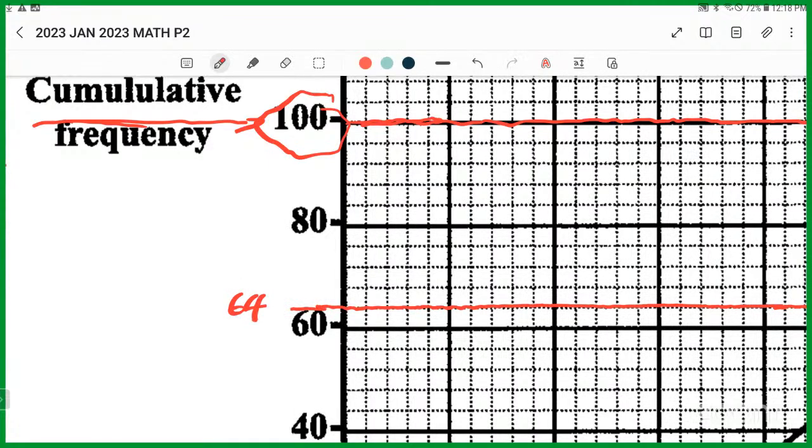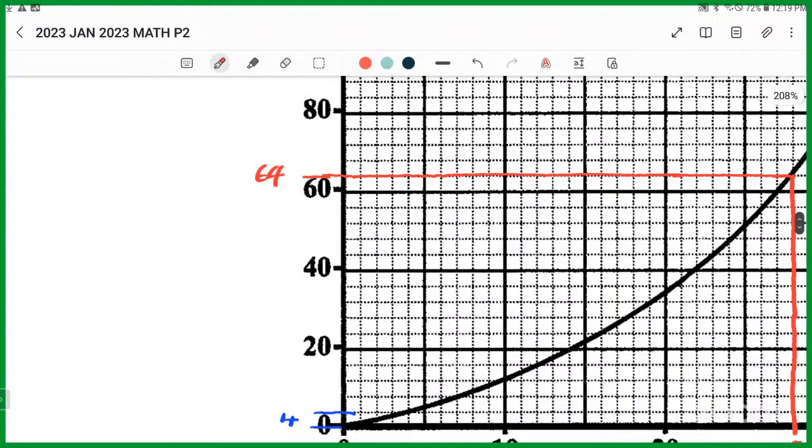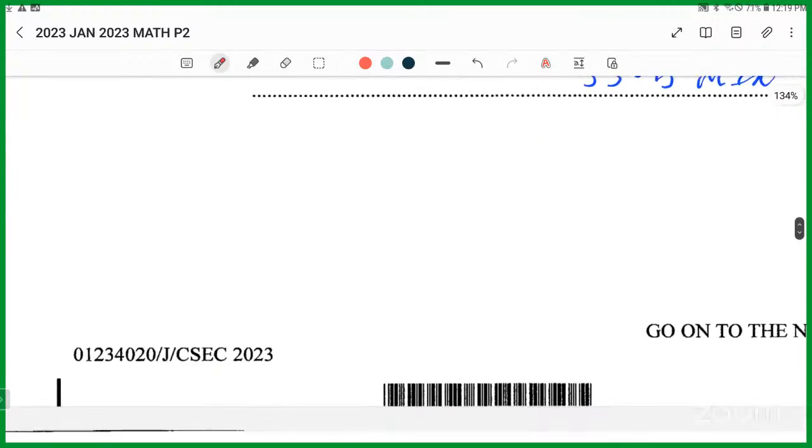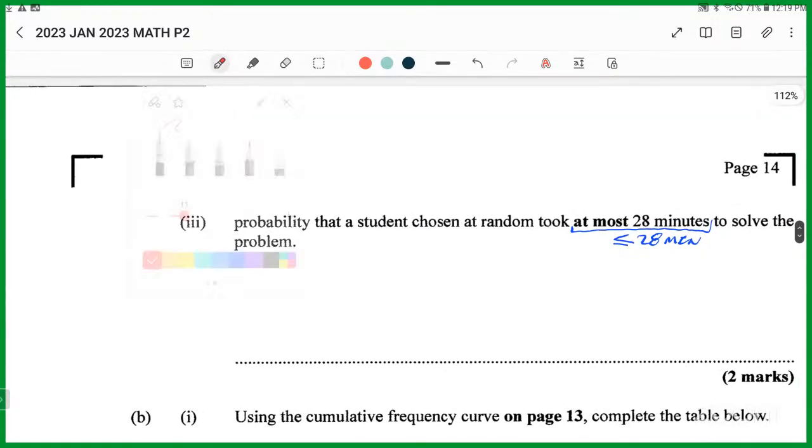So it's 64 out of 200, the probability. So 64 students took less than 28 minutes. The probability of getting one of those 64 students is 64 out of 200. All right, so this answer becomes 64 out of 200. The probability must always be simplified.